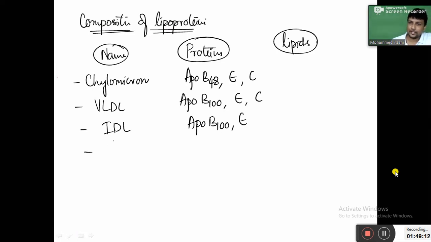Now after that, my dear friends, from intermediate density, I request all of you, please look here. Everyone please look here. From intermediate density, low density. Okay, intermediate density, there will be low density.